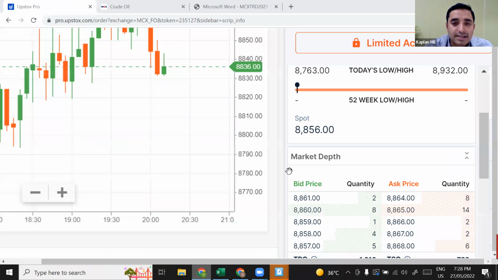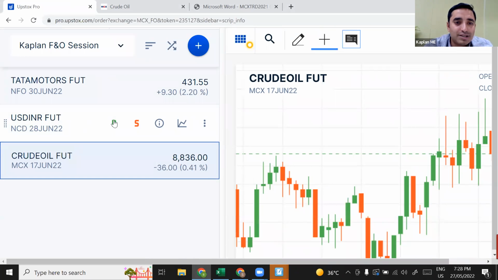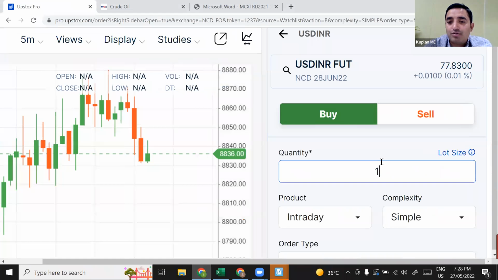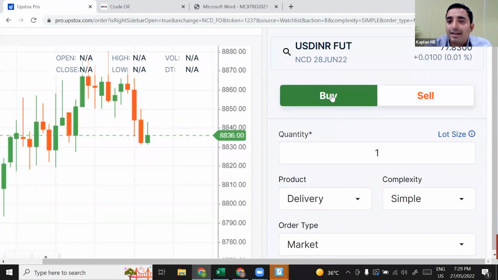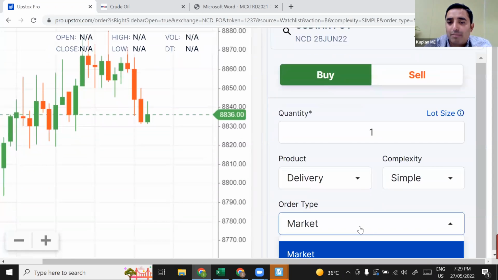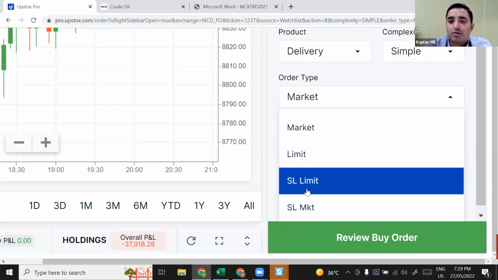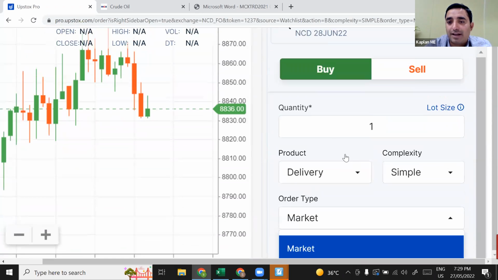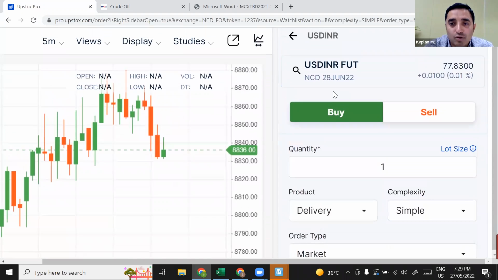How do you enter into such contracts? Very simple. I can show it to you here with futures, let's say USD INR. If you want to buy or sell, you just come here, buy or sell. You specify the number of contracts, and then you just hit buy. That's it. Again, you can put a market order, a limit order, a stop loss market order, or a stop loss limit order. Anyways, just hit buy. So this is basically how one can enter into a contract.